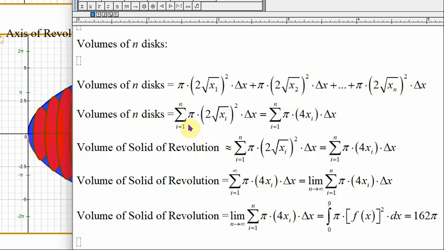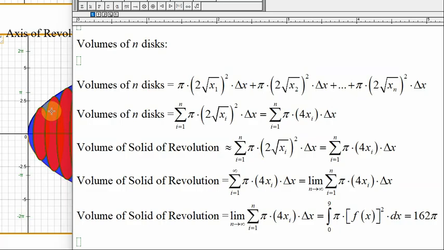Using summation notation, then we would have i running from 1 to n. And then notice right here, 2 times the square root of x sub i, squared, would be just 4 x sub i. And so this is the volumes of n number of slices, and therefore the volume of the solid of revolution will be approximately this summation, this sum right here.